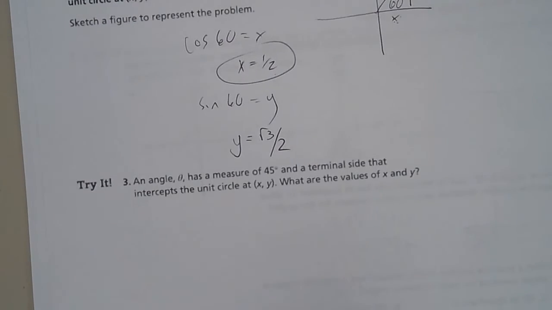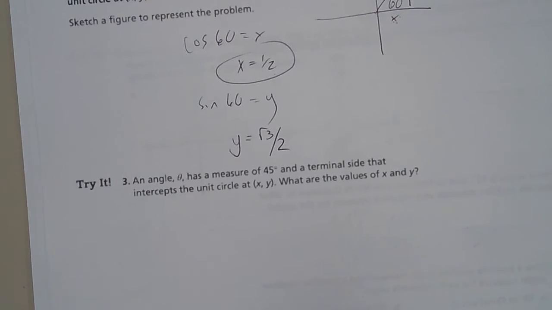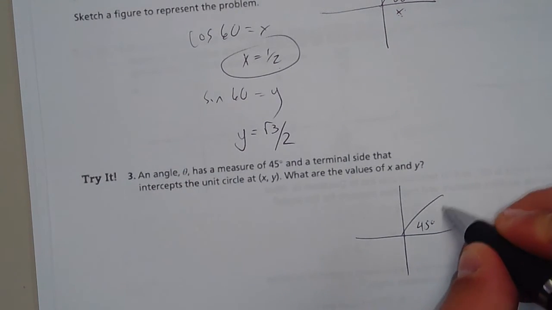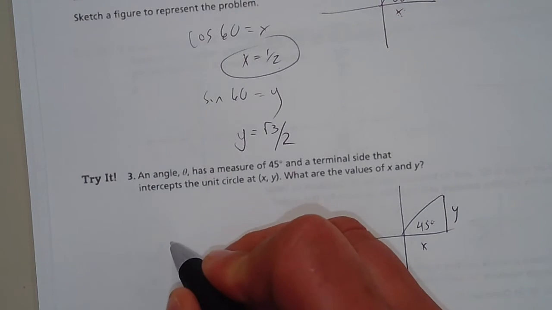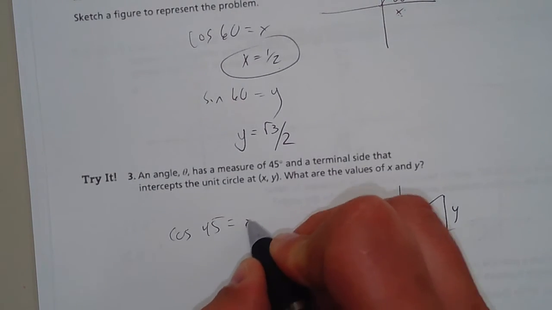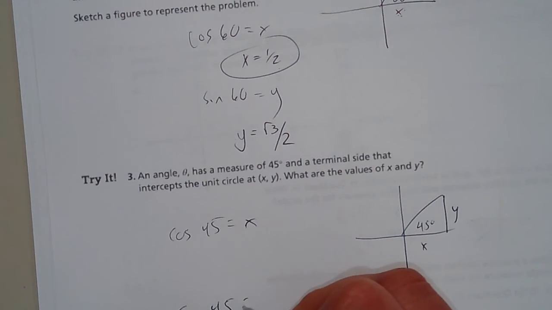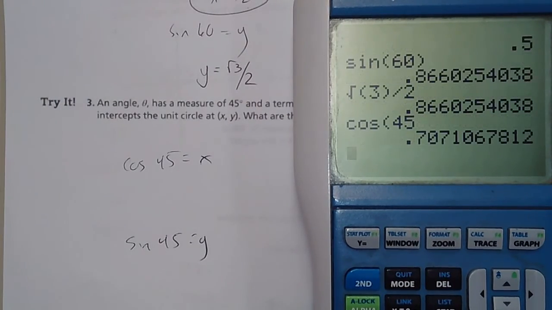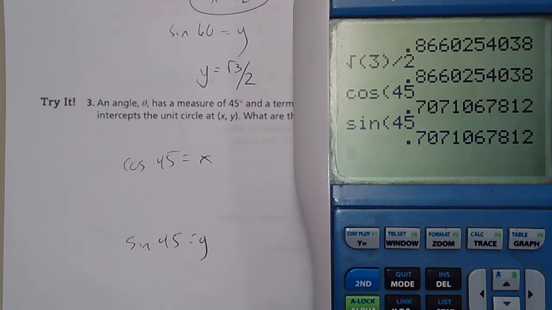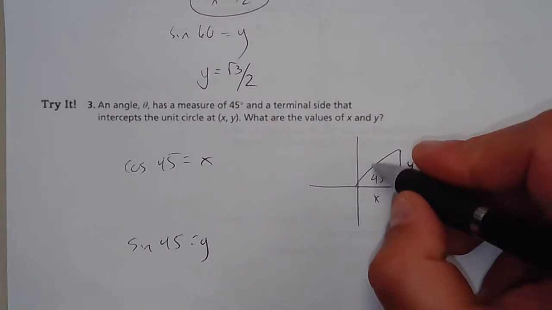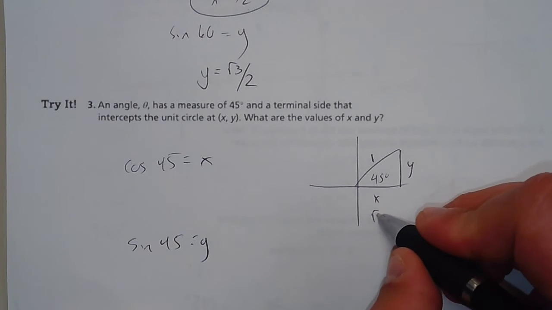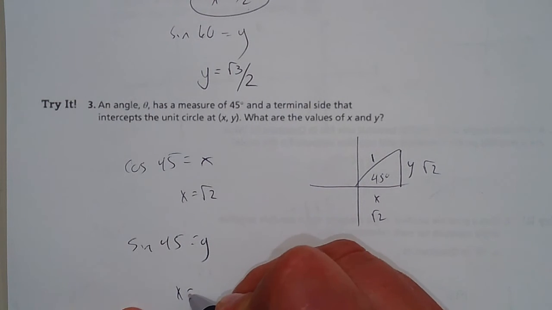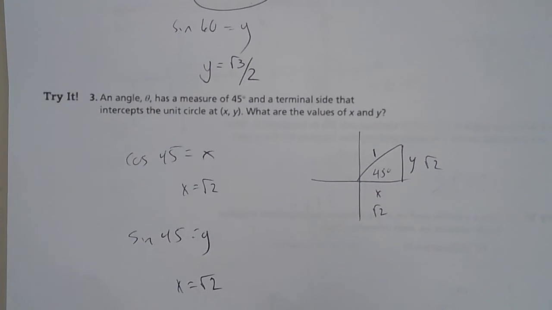Last piece, this one says, what if it's a 45 degree angle? All right, same everything else. So again, we can draw our picture. We know it's a 45 degree angle. We want to find x and y. So we know that cosine 45 is going to give us x, and sine 45 is going to give us y. So cosine 45 is that, sine 45 is the same thing. And if you remember, if this is 1, this is going to have to be root 2. So these are both root 2, which is exactly what that 0.707 number is.